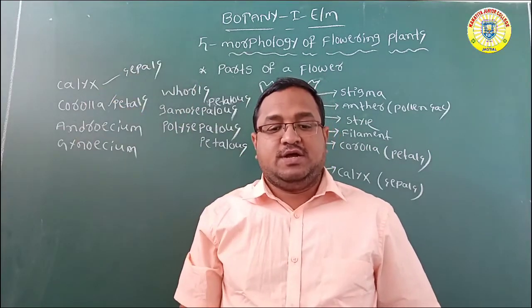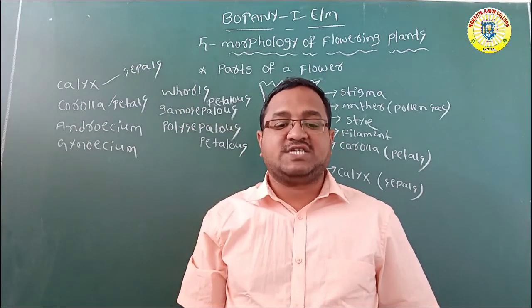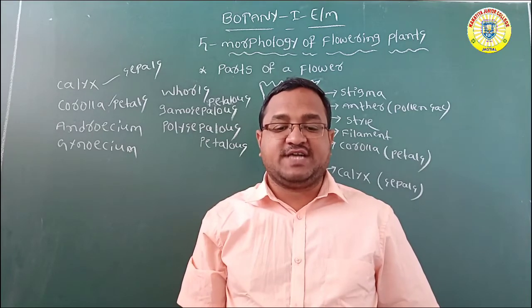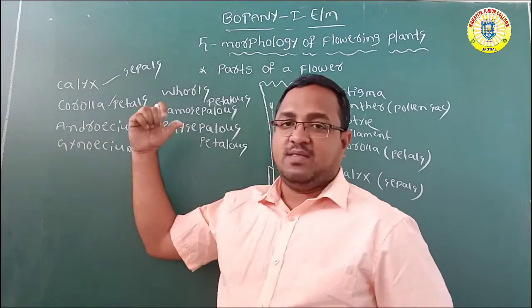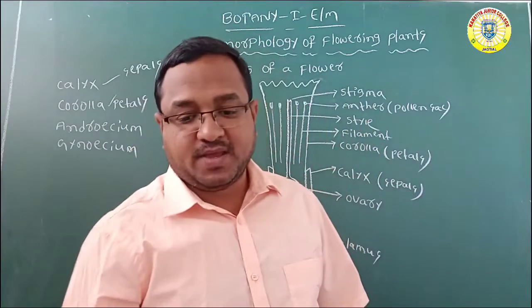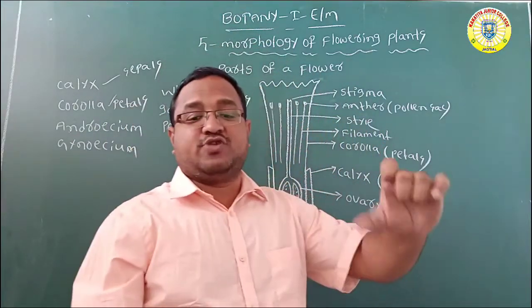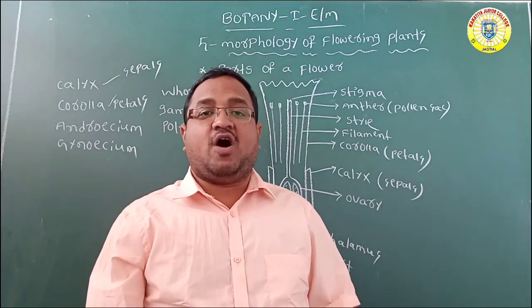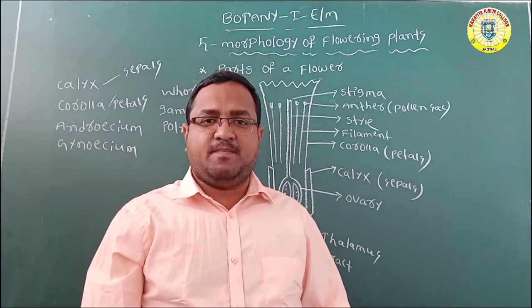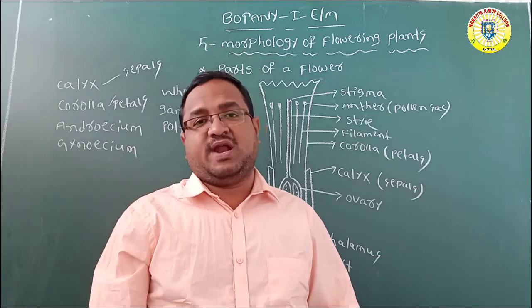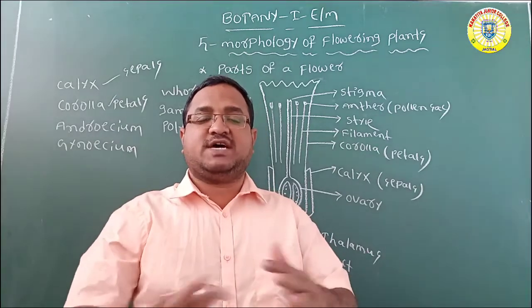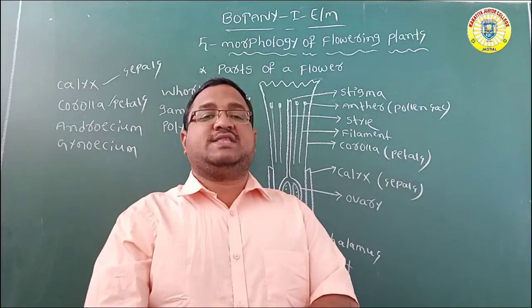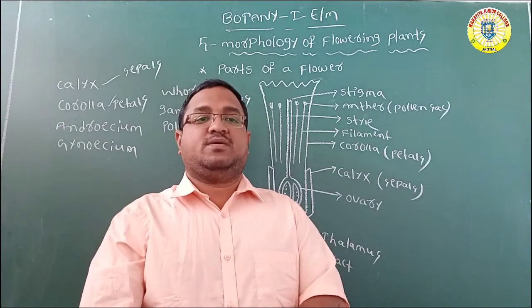The best example is the disc florets of the Asteraceae family. And especially in Datura flower, the corolla is funnel shaped. In Ocimum, Tulasi, the corolla is bilipped. So these are the shapes of the corolla.